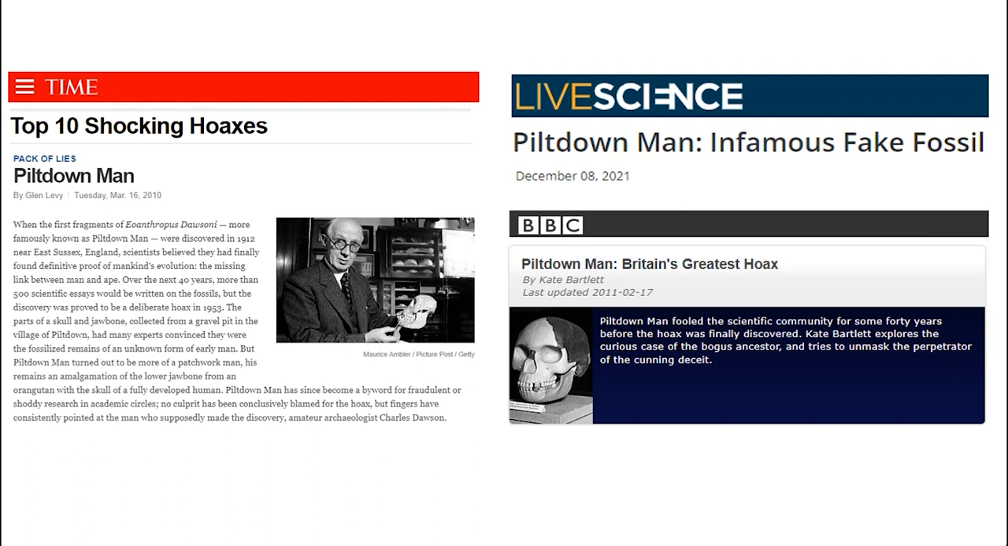The teeth were filed down to make them look human. The jaw was boiled and stained to make it look older. Jaw and skull fragments were planted at the site. The ultimate science conspiracy theory was, in reality, just a conspiracy, and all the world's foremost scientists were none the wiser.